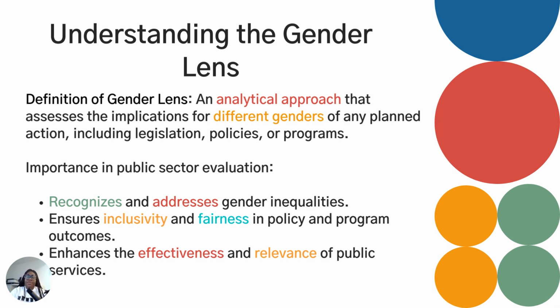In public sector evaluations, applying a gender lens means recognizing and actively addressing gender inequalities. It ensures that policies, programs, even initiatives are fair and inclusive. They take into account the diverse experiences and needs of all genders. This approach is not just about equity, it's about enhancing the effectiveness and relevance of public services. By understanding and integrating gender considerations, we can create more impactful and meaningful outcomes for everyone in the society.